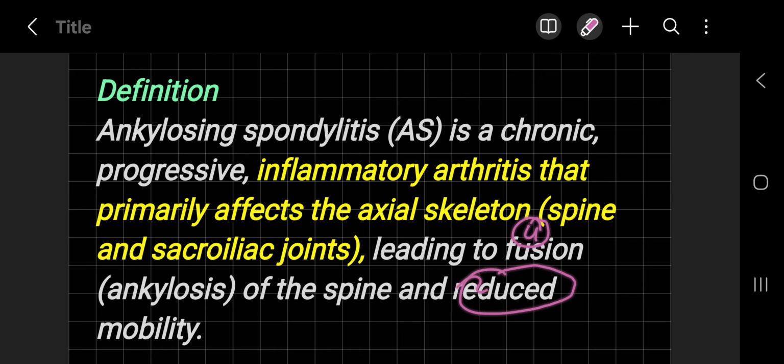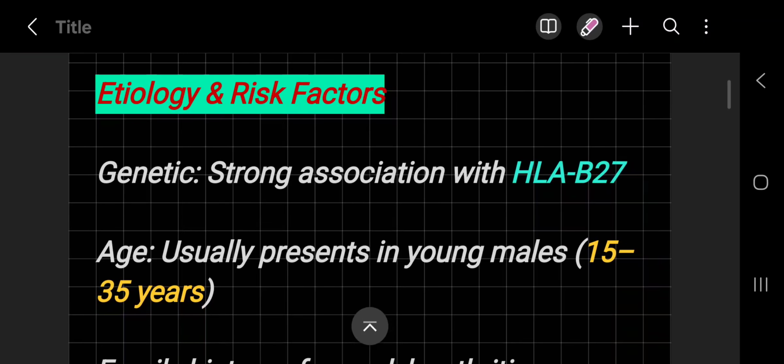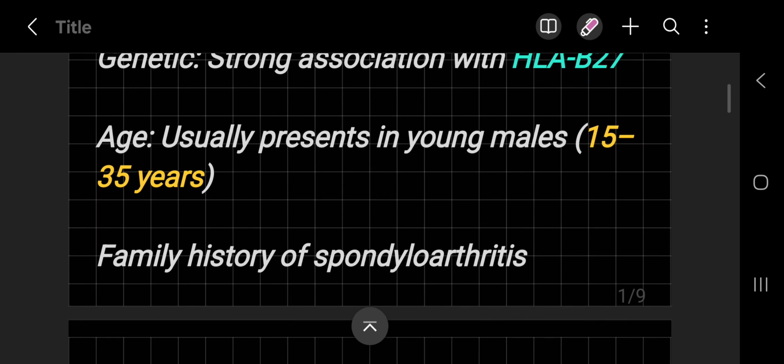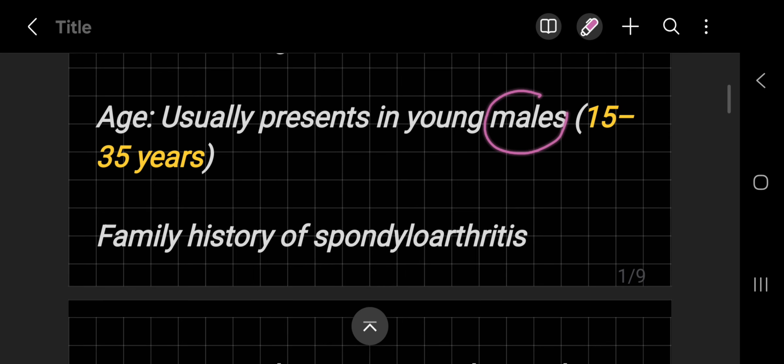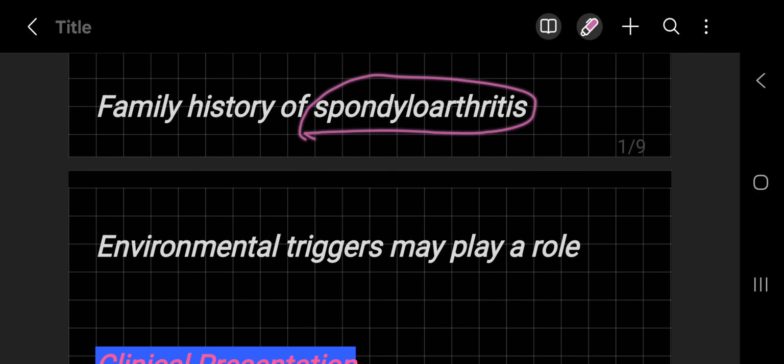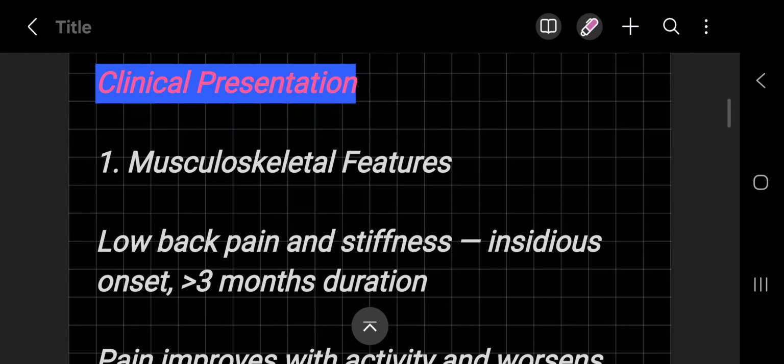When the spine is fused, it leads to reduced mobility. Etiology and risk factors: it has a strong association with HLA-B27. Almost 90% of cases are HLA-B27 positive, and it is mostly seen in young males, age 15 to 35 years. Family history of spondyloarthritis may be positive.